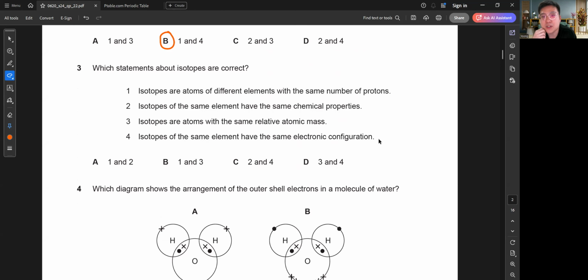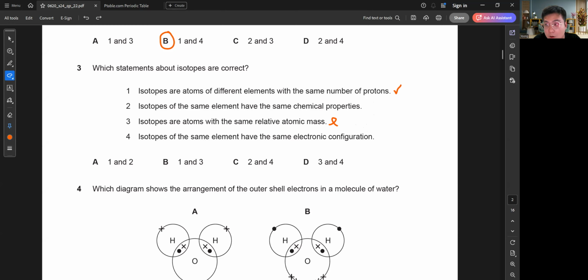Okay, number 3, which statements about isotopes are correct? For isotopes, even before we read the question, students should know the definition. Especially, they should have studied this for their paper 4. Same number of protons, different number of neutrons. Same chemical, no, let's just leave that for now first. Where's the other one? Same relative mass, this is definitely not, because they have different numbers of neutrons. Neutrons add to the mass.